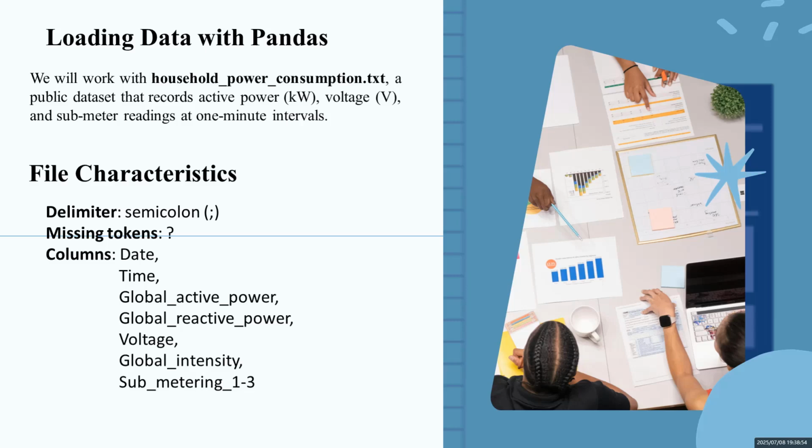Right, so we have this column, which is nothing but the names of the attributes. We have the date, time, global active power, global reactive power, voltage, global intensity, and sub-metering 1, 2, and 3.